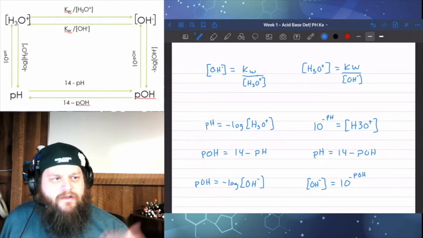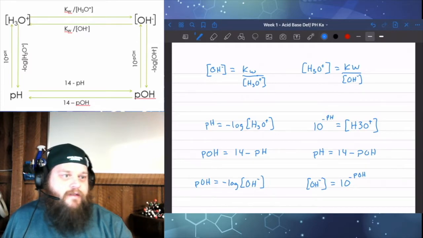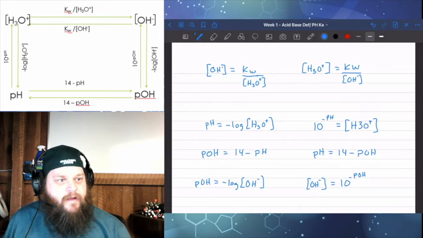Any questions on jumping around between that box, so we can transfer from concentrations of hydroxide and hydronium to pH, pOH, going back and forth between those?